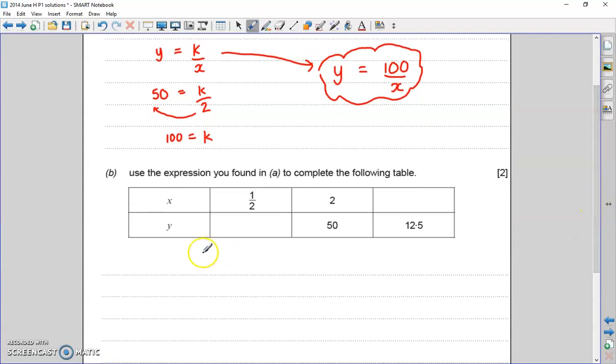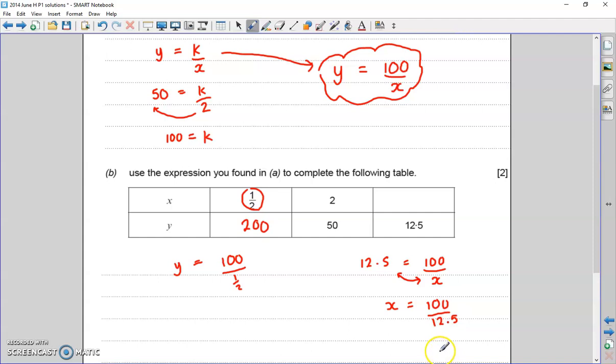And then using that formula, y equals 100 divided by a half. How many halves make 100? 200. Okay, and then here 12.5 is 100 divided by something. Swap them round. 100 divided by 12.5, well, 25 would go in 4 times, so 12.5 goes in 8 times for that question.